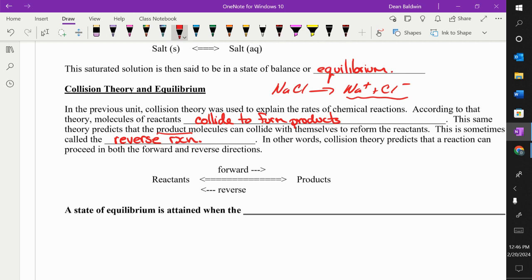And then you get the equilibrium when those rates are the same. I'm repeating this because it's very important. Okay? A state of equilibrium is attained when the forward reaction rate equals the reverse reaction rate. It is not concentrations. It is the reaction rates. Okay? When the rates of the forward and the reverse are the same, then you are at equilibrium.